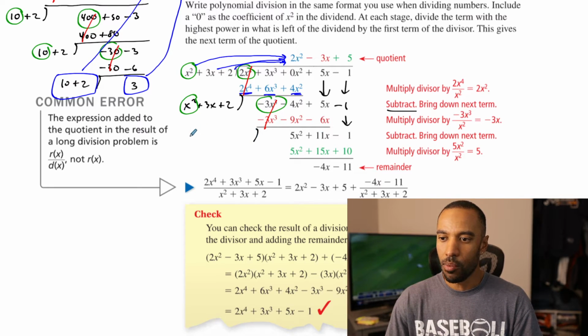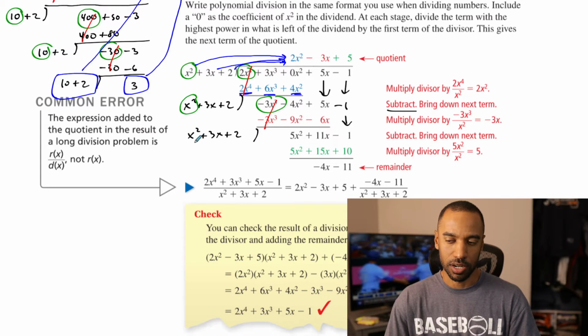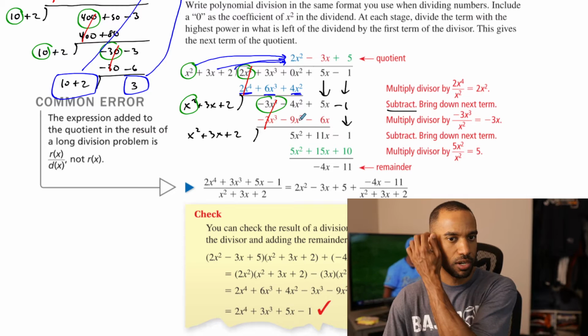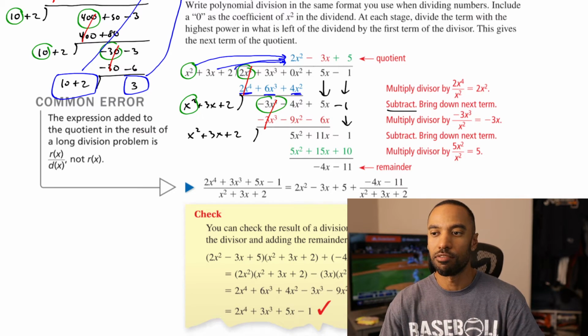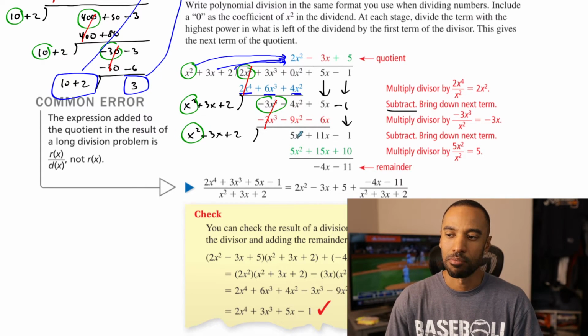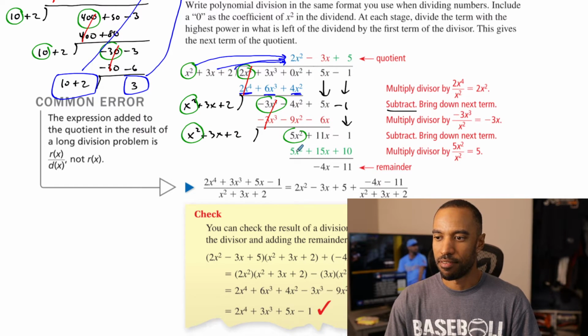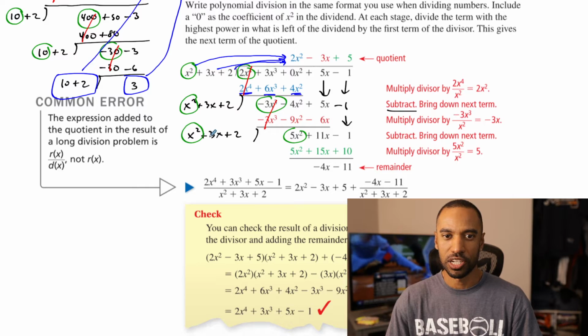Now we keep going as long as the degree of the divisor is less than or equal to the degree of the leading term of the dividend, which it still is. X squared can go into 5x squared 5 times, because x squared times 5 is 5x squared. Those will cancel through subtraction.